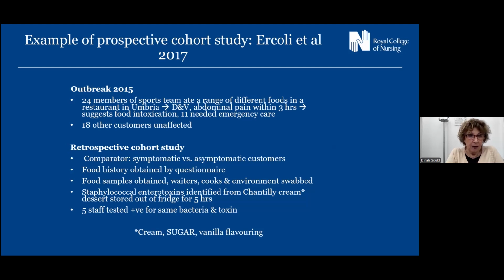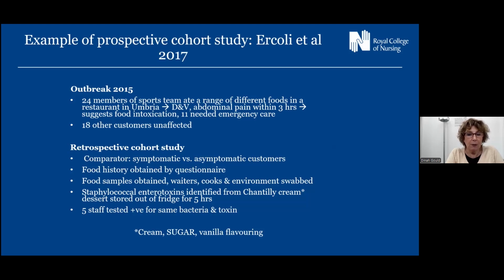They also obtained food samples from the waiters, from the kitchens, and they swabbed the waiters and the cooks. They swabbed the environment, including the kitchen. And what they found was staphylococcal enterotoxins in the chantilly cream in the dessert that the people who developed the symptoms had had. The dessert consisted of chantilly cream. At the bottom, I've written down what the ingredients of chantilly cream are.